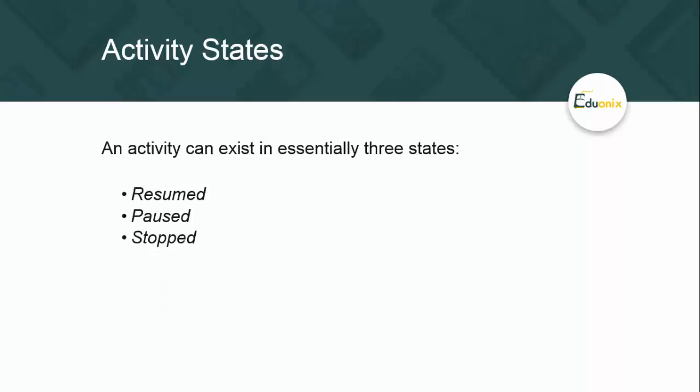Stopped. In this state, the activity is completely obscured by another activity and it's running in the background. A stopped activity is still alive, however, it is no longer visible to the user. The stopped activity can be killed by the system whenever memory is needed elsewhere. All three states make up part of the activity lifecycle.